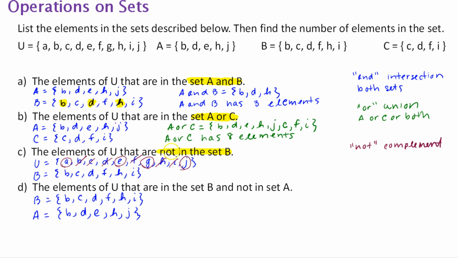So when you're given a not operation, a good method is to cross out the ones that are in it, and then we circle the ones that are left, A, E, G, and J. Notice none of those are in B, so they're in the set not B. So not B equals the set that contains A, E, G, and J, and not B has 4 elements.